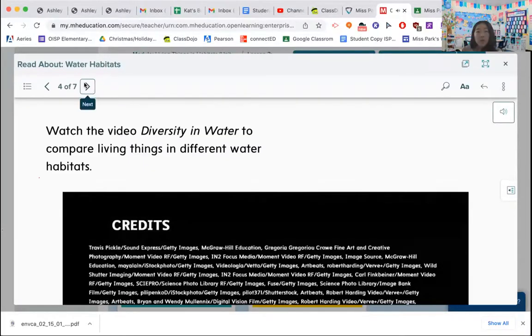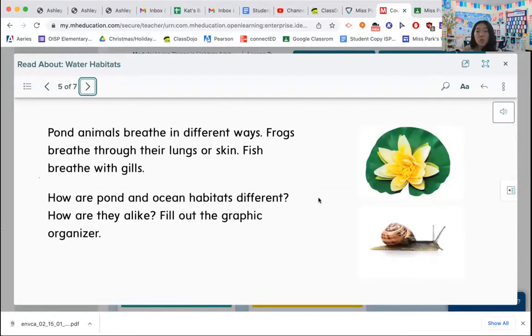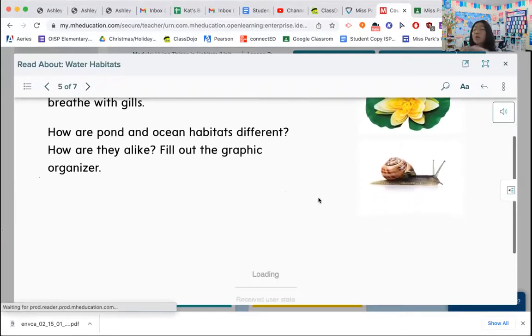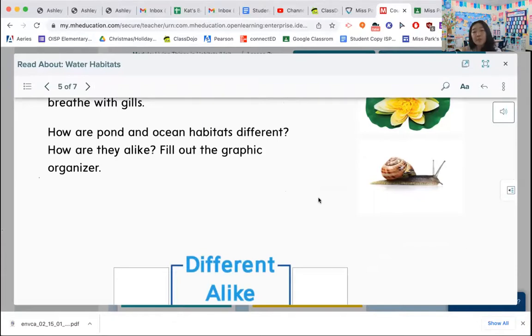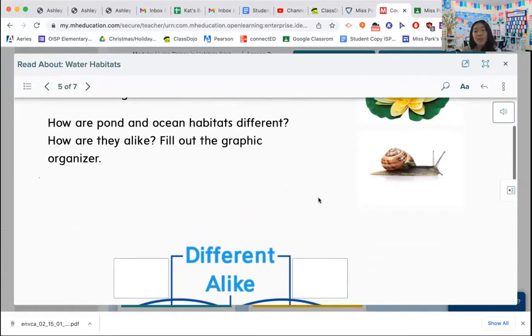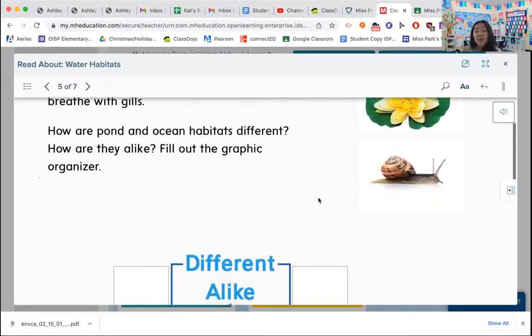All right. What we're going to do next is we're going to continue on. Pond animals breathe in different ways. Frogs breathe through their lungs or skin, and fish breathe through gills. And we talked about that yesterday. How are pond and ocean habitats different? How are they alike? Fill out the graphic organizer.